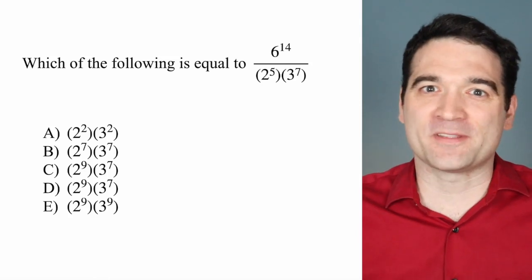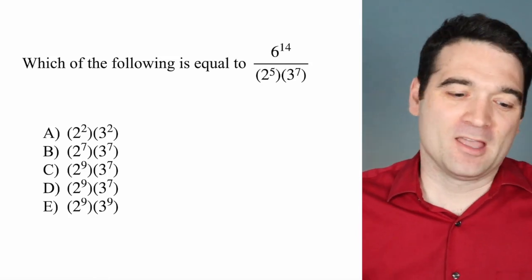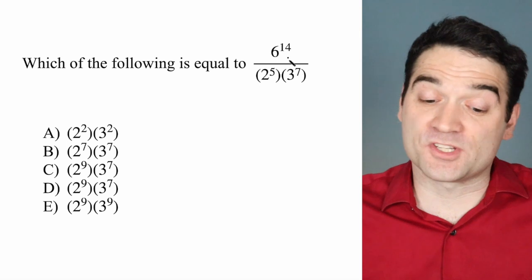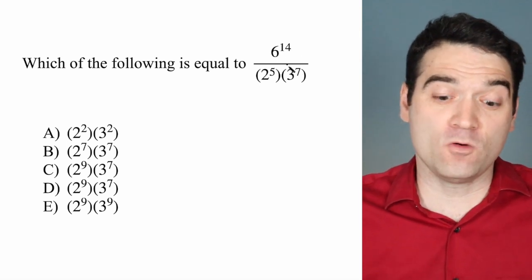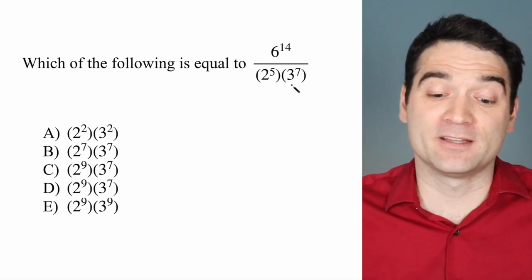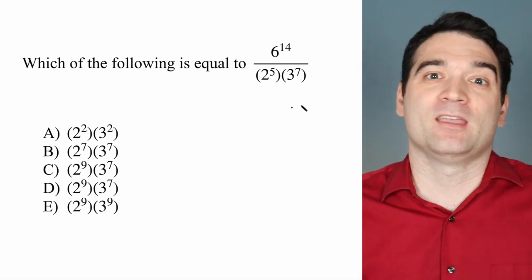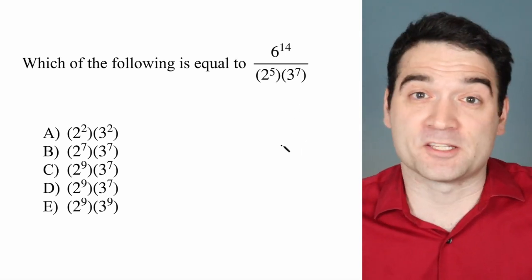Here's a GRE arithmetic question. Let's take a look. Which of the following is equal to 6 to the power of 14 over 2 to the power of 5 times 3 to the power of 7? Now, if you're thinking, well, I'll just plug this into my calculator.